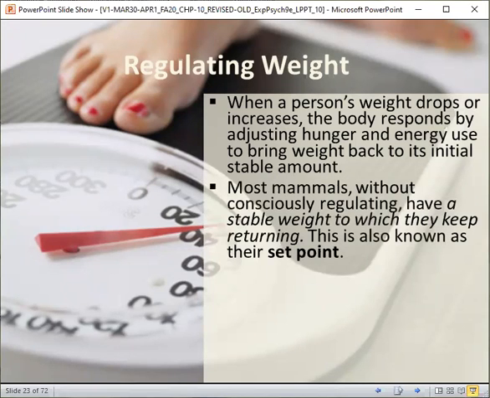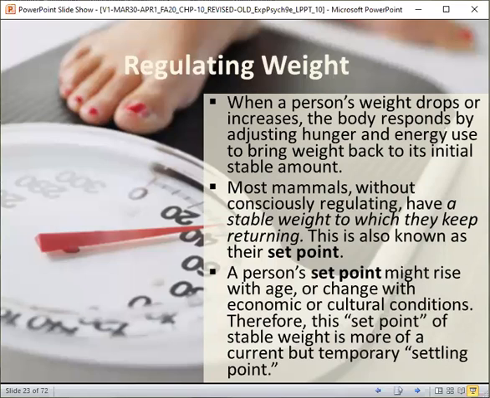Most mammals, without consciously regulating, have a stable weight to which they keep returning. This is also known as their set point. So you don't have to do anything. The set point, and each one of us has our own set point that has already been established by our body. We don't consciously do it. It was done for us. The set point has been established. So a person's set point might rise with age or change with economic or cultural conditions. Therefore, this set point of stable weight is more of a current but temporary settling point.